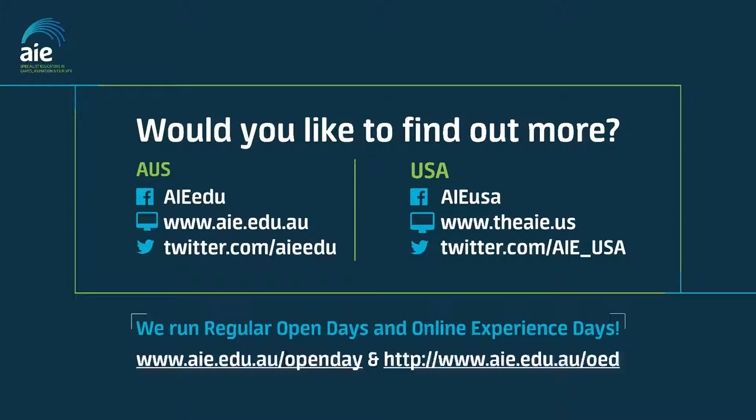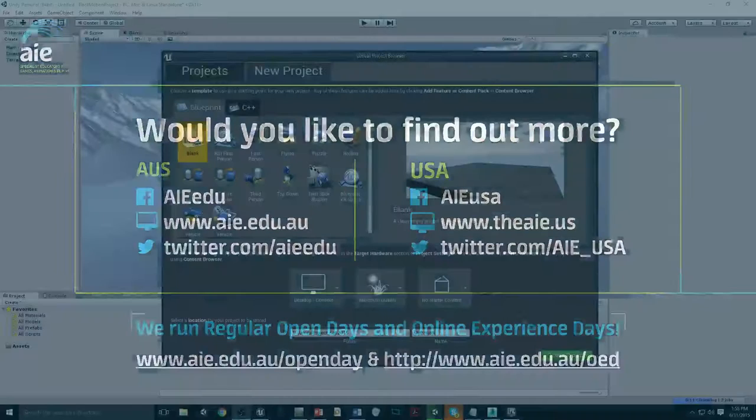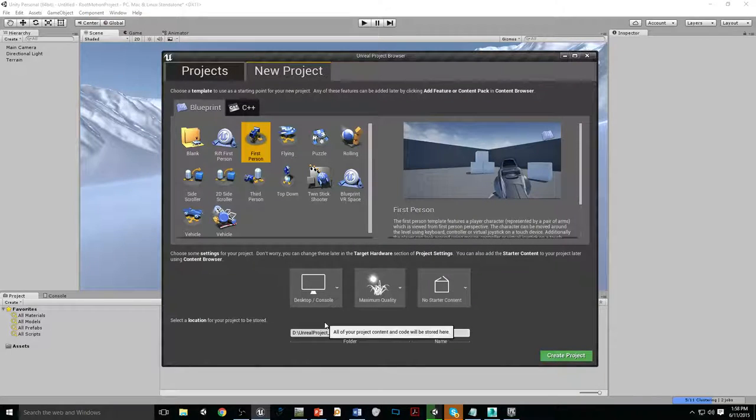Now it wants to update. There we go. Okay, so we're back. No, not the intro, the screen share. I'm going to create a new first-person project. I'm going to make it, why not, maximum quality, call it terrain.